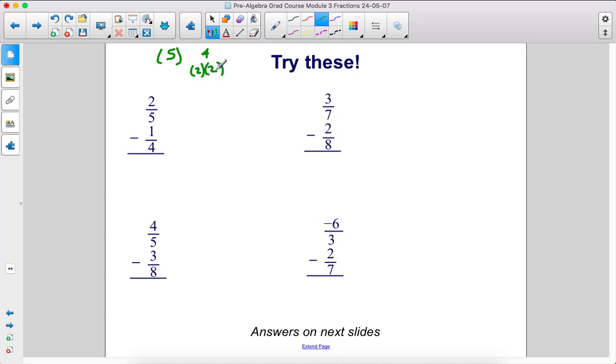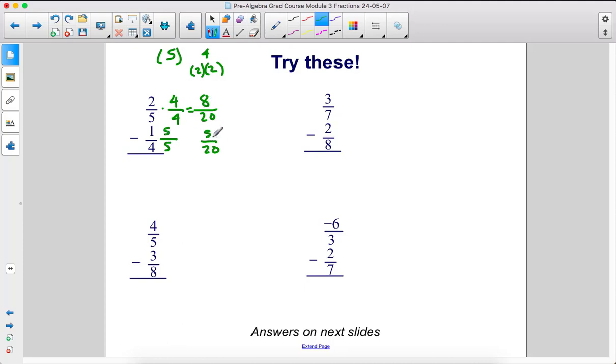5 times 4 is 20. So in order to get a fraction that's over 20, what do we multiply 5 by? Well, 4. So 4 over 4. 2 times 4 is 8. All right. So we need to now convert this fraction to be over 20. To do so, we need to multiply the 4 by 5. So we're going to do 5 over 5. 1 times 5 is 5.